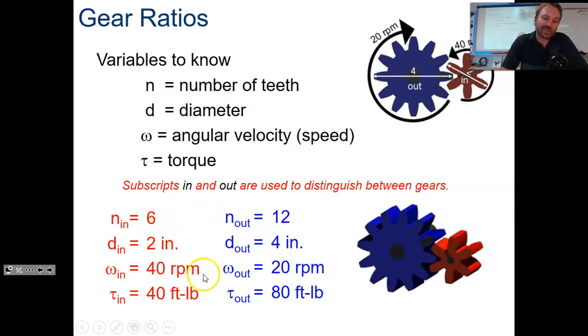The speeds. Now the speeds are opposite because the big one, the one that has lots of teeth, is going to spin slower. Again, 2 to 1. 40 RPM to 20 RPM. And then torque, 2 to 1.